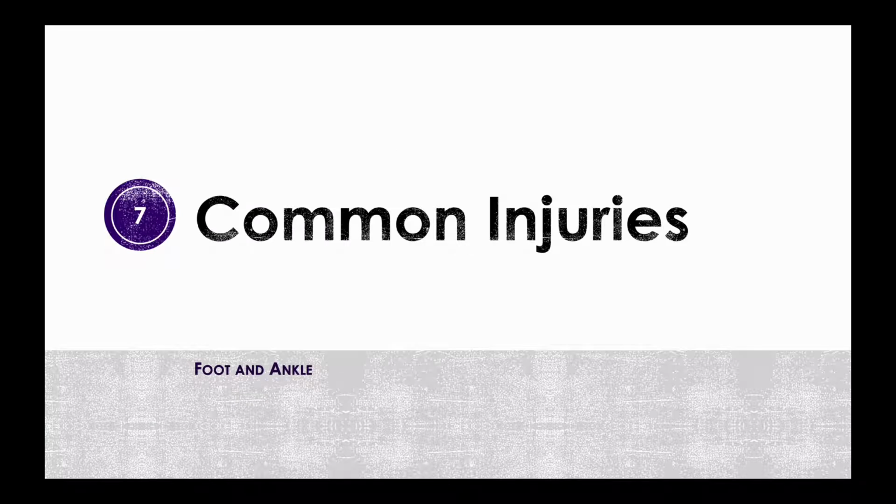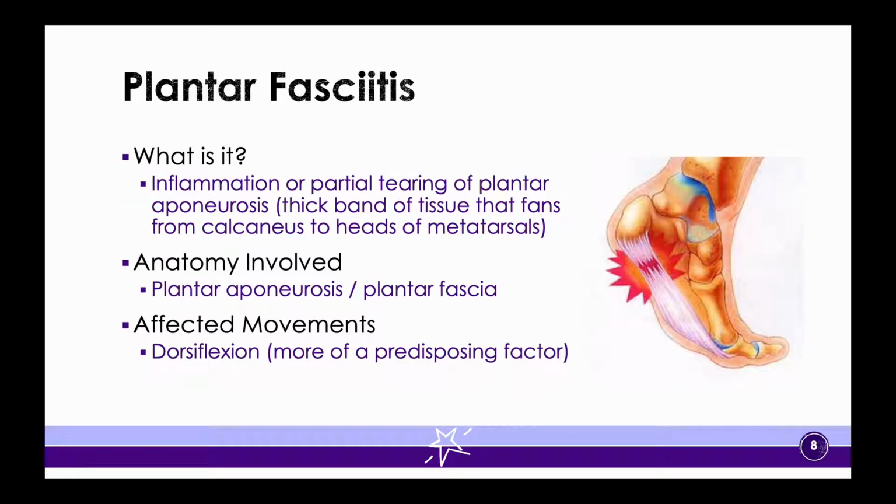So let's take a look at some of the common injuries, and we're actually going to start off with plantar fasciitis. So what is plantar fasciitis? Well, we have itis, which means that it's an inflammation. So it's inflammation, and it's often accompanied with a partial tear of the plantar aponeurosis, which is that thick band of tissue that you can see on the bottom of the foot that we just looked at. So that's our anatomy that's involved, the plantar aponeurosis or the plantar fascia, whichever you would like to call it. As far as movements that are sometimes affected, dorsiflexion can be affected, but really it tends to be more of a predisposing factor, and we'll talk about that in just a moment, as compared to a movement that's affected.